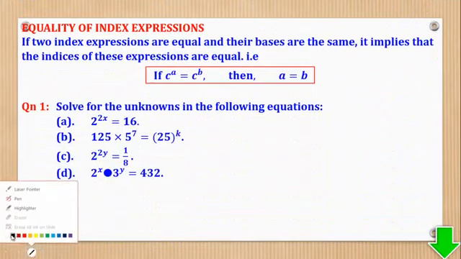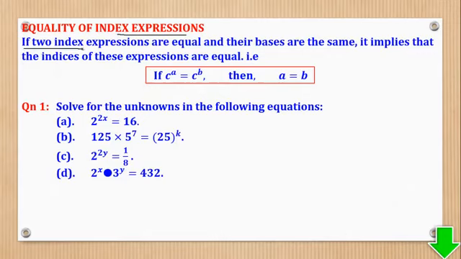Then we shall go to what we call equality of index expressions. This one means if 2 index expressions are equal and their bases are the same, it implies that the indices of these expressions are equal. So if I want to realize something here, this base is the same, but these powers are different. One is A, one is B. But because these bases are the same, it implies that A is equal to B.